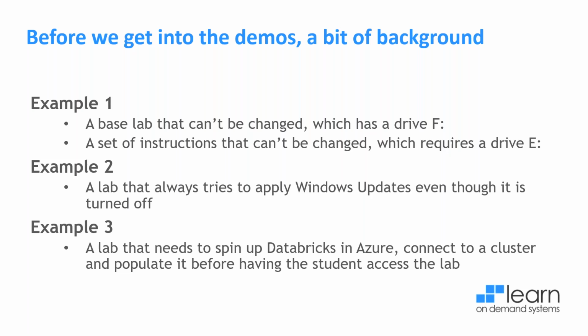In a slightly more sophisticated example, we're going to take a look at a lab that does what a lot of labs do, and that is that it always tries to apply Windows updates even after you've turned the service off. And if you've always wondered, how does it turn that service back on, or how does it know that there are Windows updates that need to be applied even though I've turned the service off? Well, we're going to take a look at why that happens and how you can correct that action.